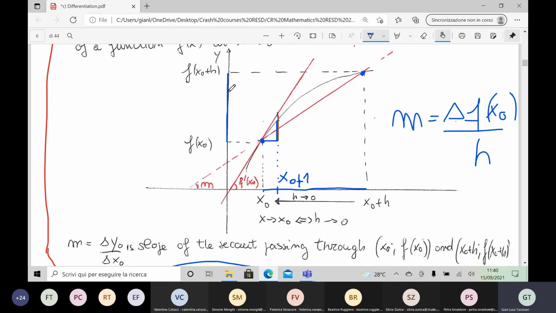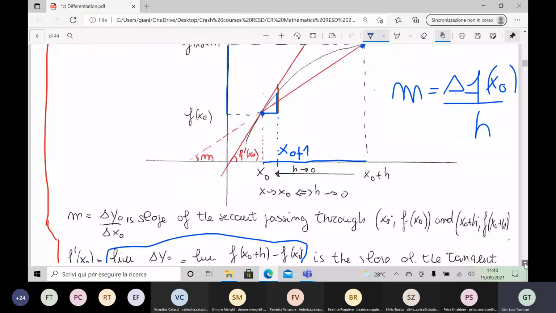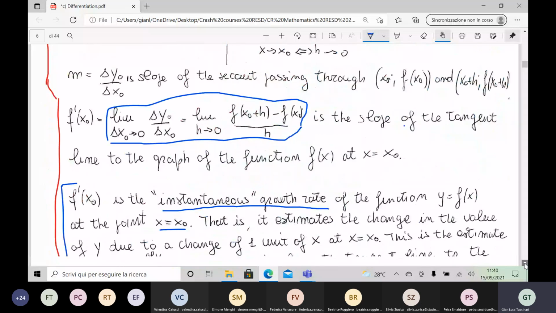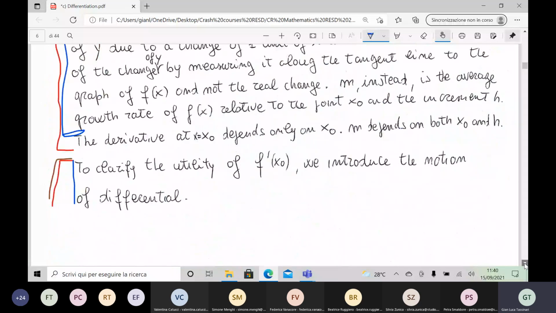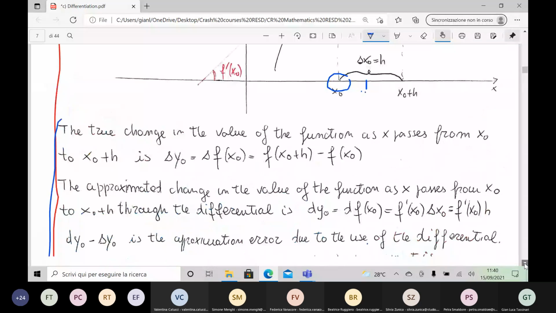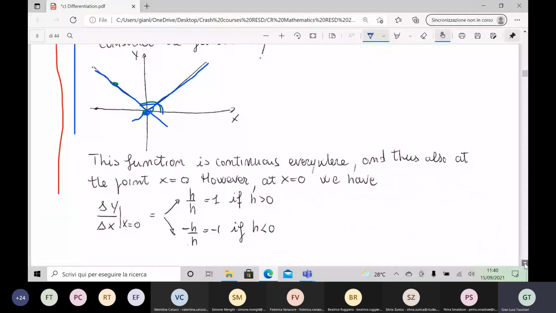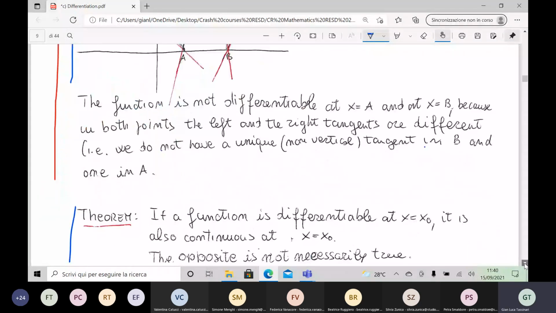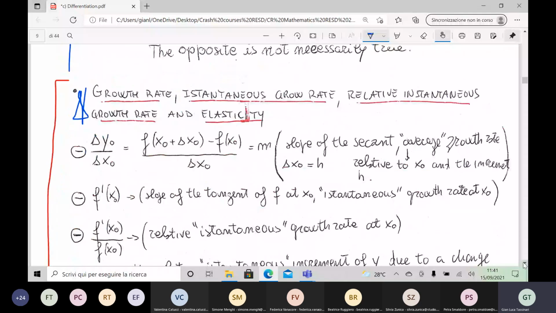Now I will repeat it again, okay? Don't be scared. So go back to average growth rate. We read what I wrote and I explain again. So you see, I wrote delta y0, but if you remember, delta y0 is also delta f of x0 divided by delta x0. Delta x0 is h, okay, is the length of the change. And here I wrote everything, so you have everything here.